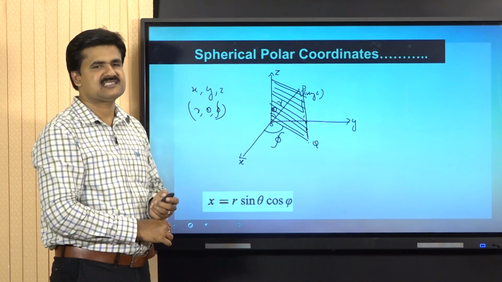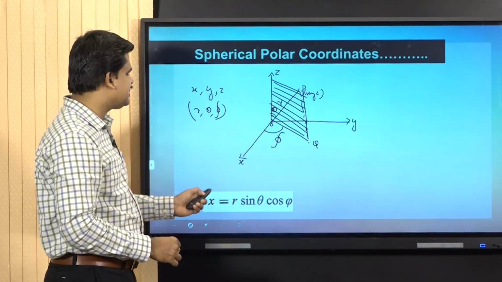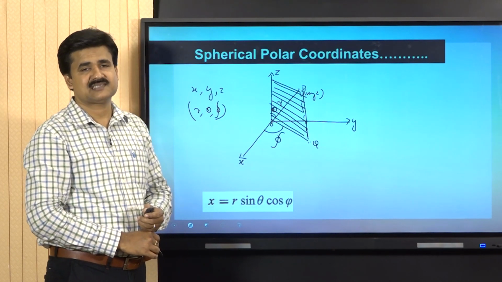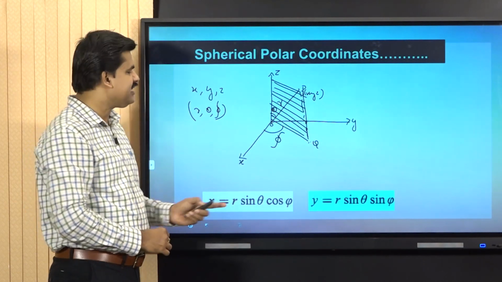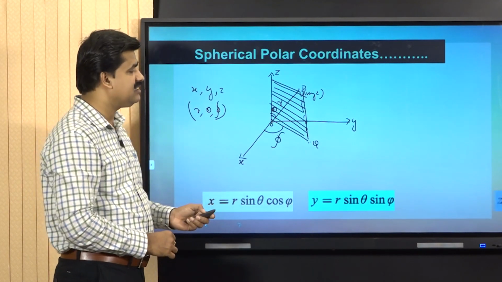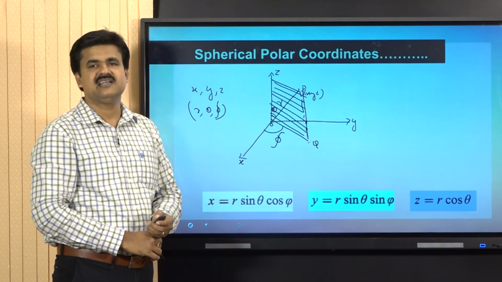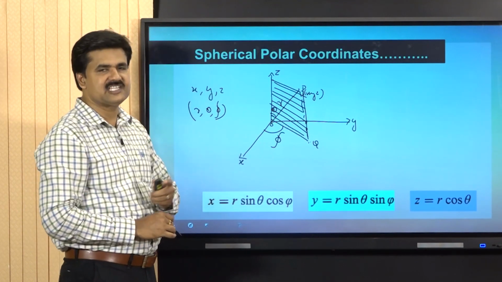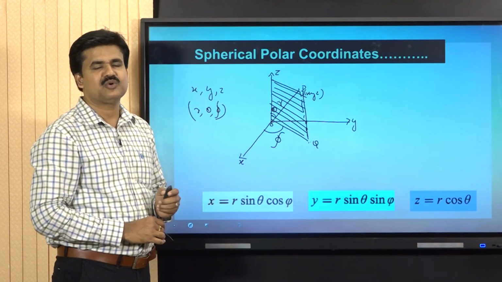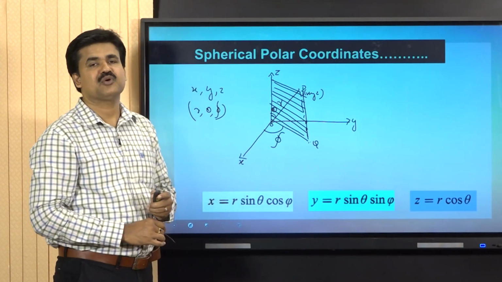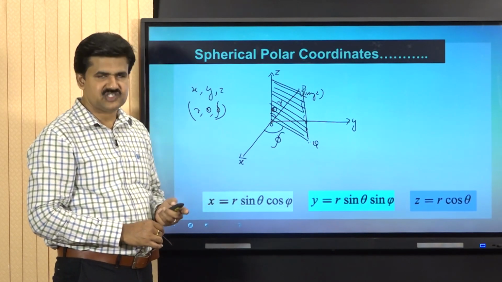The relation is like this. x is equal to r sin theta cos phi. Then y is equal to r sin theta sin phi, and the last term z is equal to r cos theta. So, this is the relation between the Cartesian coordinates and spherical polar coordinates. This is very important and should be kept in mind for further study.